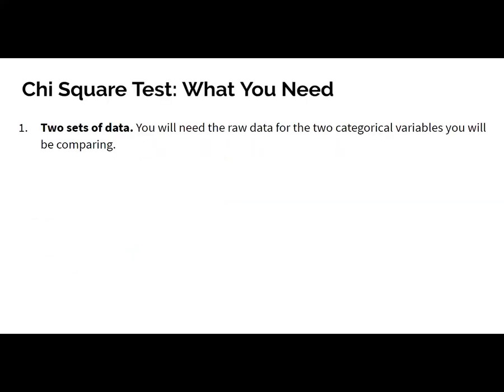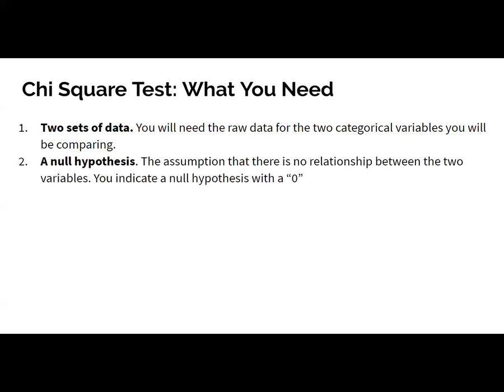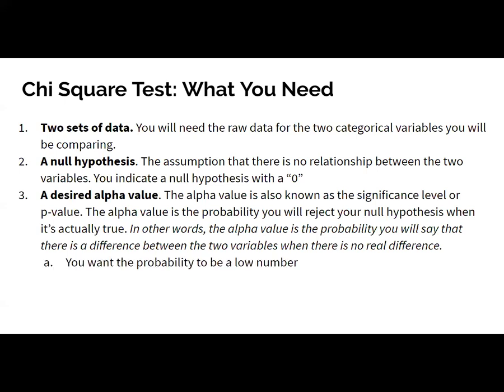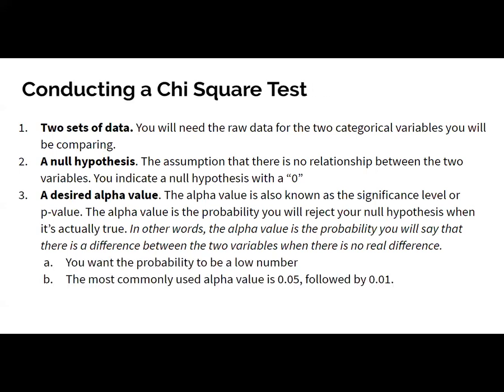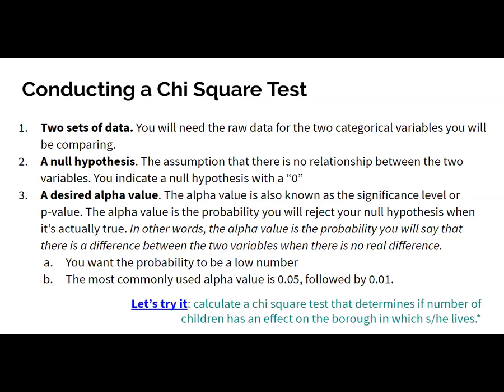So you'll need your 2 sets of data, and each of them will have to have the categorical information. You need 2 categorical variables. You'll need your null hypothesis, and that was just the same as last class. Your null hypothesis is that there's no difference between the 2, what you expect and what is actually happening. You'll need your desired alpha value. This is, again, the same as it's always been. Most common is 0.05. Next most common is 0.01.